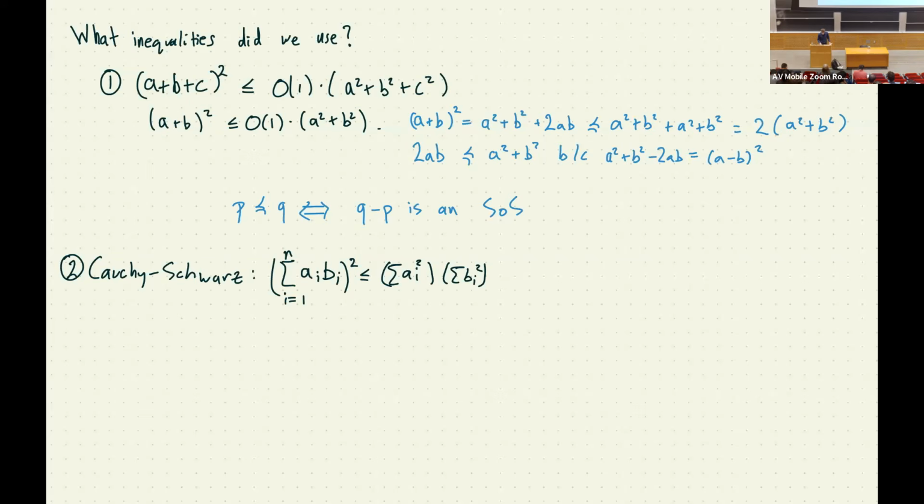And I claim that it's SOS true, in the sense that the reason this is true is because the right-hand side differs from the left by a sum of squared polynomials. I don't know a better way to do this than just to write it out, and I actually have to look this up every time. Here's the expression. It turns out that the sum of a_i squared times the sum of b_i squared, minus the sum of a_i b_i, whole squared, is equal to the sum over i and j of (a_i b_j minus a_j b_i) squared.